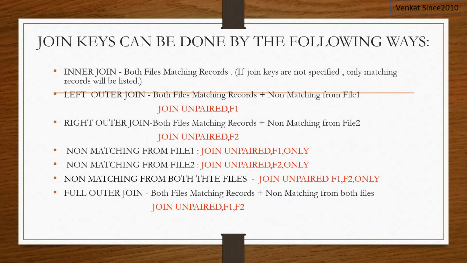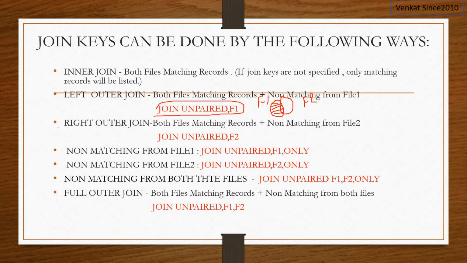Right. Now let's see the left outer join. The syntax is join unpaired, comma, F1. I'll give a simple diagram here. This is the table file 1, this is file 2. So this is the file 1 data and this is file 2 data. The output has the common data from file 1 and file 2, and exclusively file 1 data. Unpaired records from file 2 will not be there in the output file.